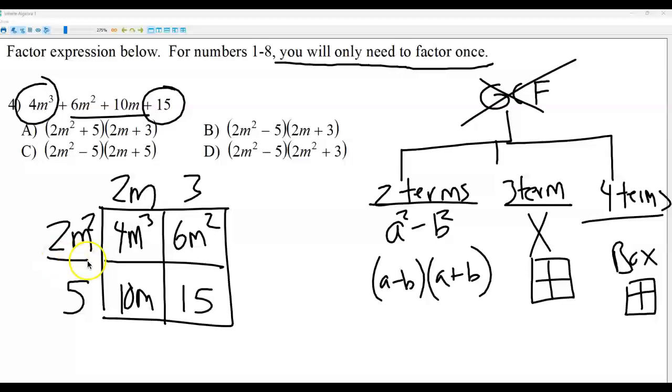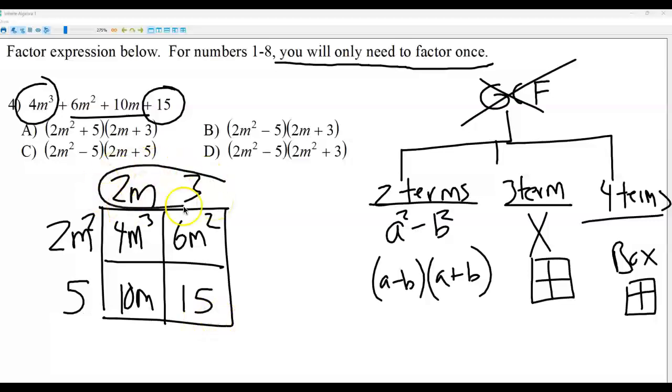So, for instance, does 2m times 2m make 4m to the third? It does. Does 2m times 3 make 6m squared? It does. Does 5 times 2m make 10m? It does. And then finally, does 5 times 3 make 15? It does. You always want to check, because if you've made an error, that's where you'll catch it, okay?